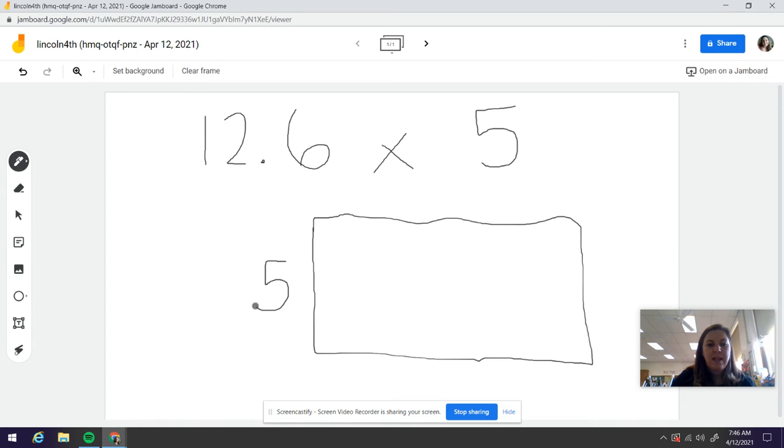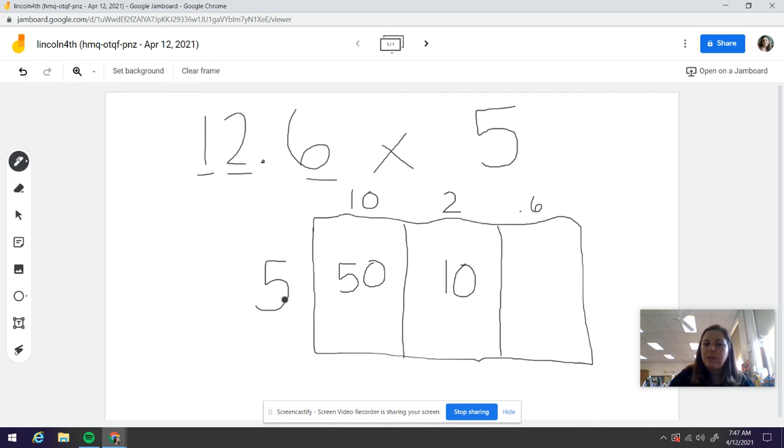So I'm going to put my 5 on the outside. I'm going to section off my area model into 3 parts, and I'm going to put their values. So the value of the 1 is worth 10. The value of 2 is worth 2. And the value of the 6 is worth 0.6. Okay? So here's how we do this. I'm just going to multiply 5 times 10, which is 50. I'm going to multiply 5 times 2, which is 10. And I'm going to think of this as multiplying just 5 times 6, which is 30.